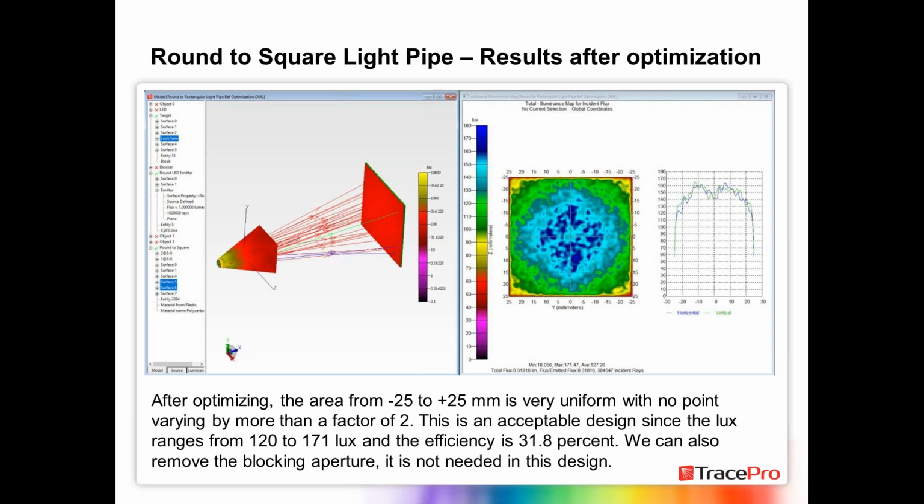This is an acceptable design since the lux ranges from around 120 to 171 lux, and the efficiency is about 31.8%, so that's really great. I can even remove the blocking aperture. That's going to make this design cheaper because I did a better job and the optimizer got rid of it and gave me my rectangular pattern that I was looking for.